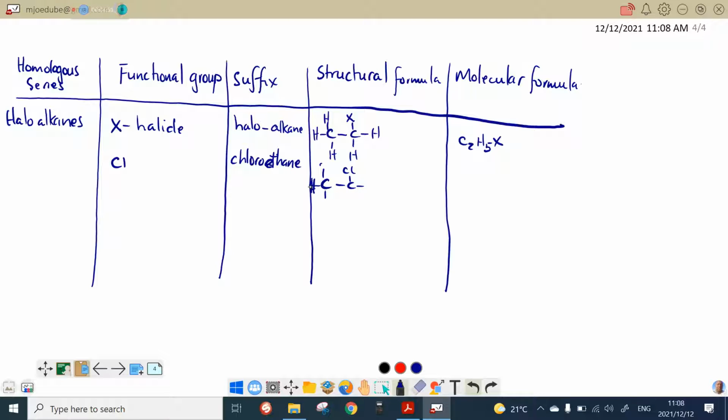That's an H, another H, H, H. Remember, the carbon maintains its tetravalency, and therefore you must always ensure that you've got 4 bonds around each carbon. So in this case, you're going to have C2H5 and then the Cl.